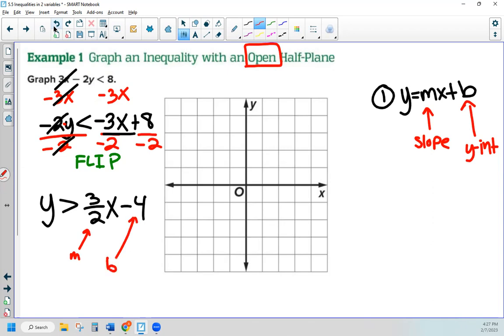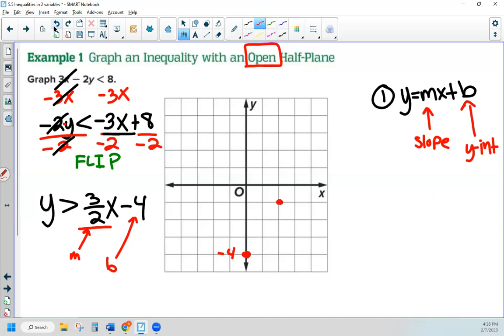You always start with your y-intercept. So right here we have a y-intercept of -4. We're going to go 1, 2, 3, 4, and it is located right here. And then I create my ladder with my slope, the steepness of the line, 3/2. So I'm going to go up 1, 2, 3, and then to the right 2.